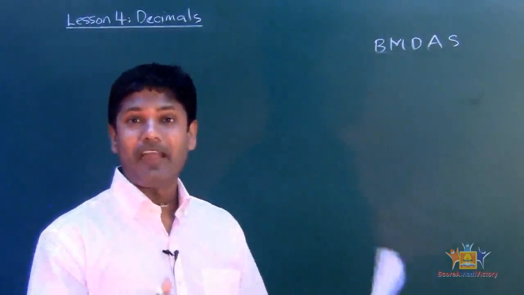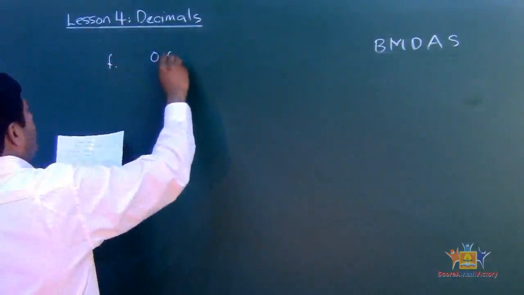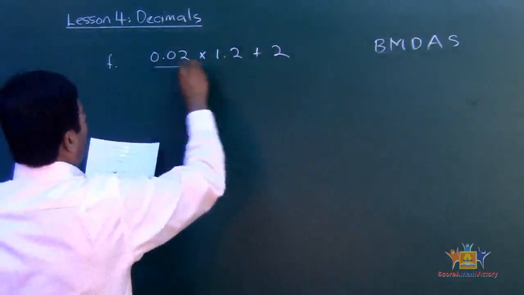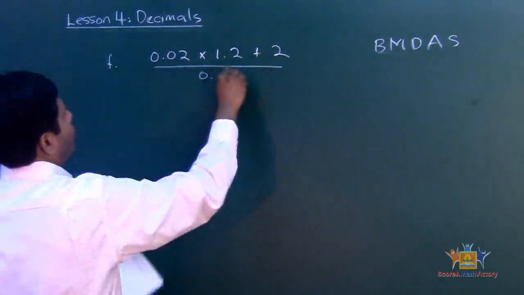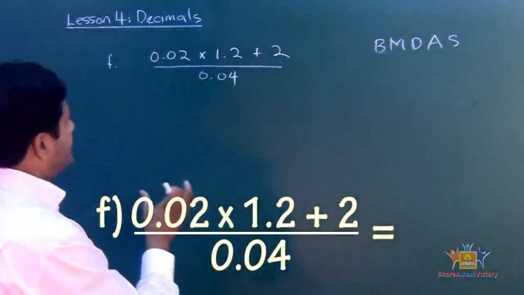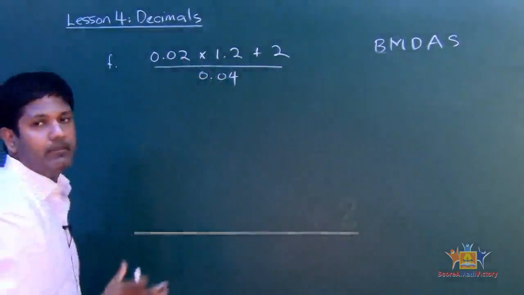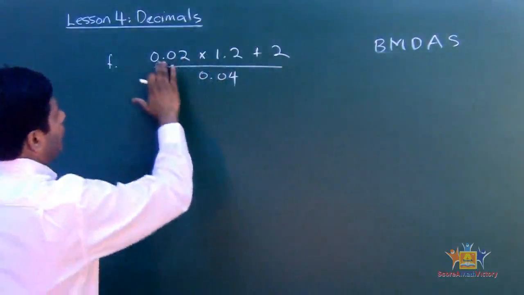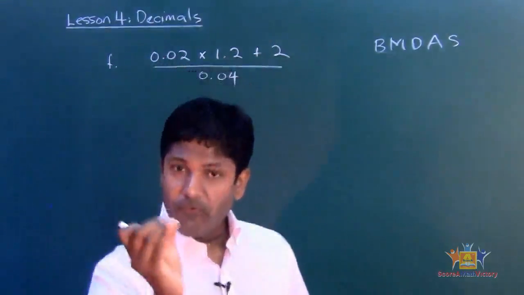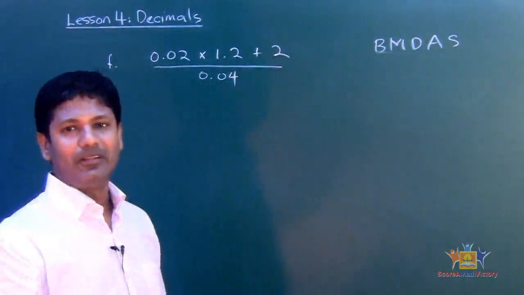Alright, let's do problem F, okay? Problem F, you're given 0.02 times 1.2 plus 2 over 0.04. Alright, look at the problem. Try to understand. It's a fraction. The top number divided by the bottom number. That's what it is. So that means this whole thing here has to be combined first, has to be solved first, before I can divide with the denominator decimal. See that?